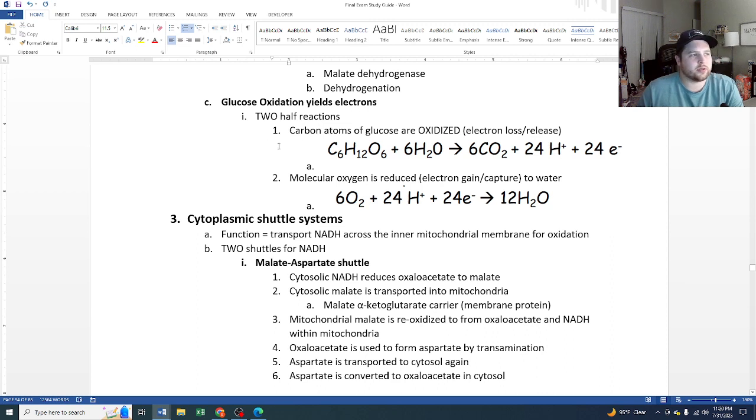So we end up with those electrons attached to our NADH and our FADH2, and those are high energy electrons that we're going to be using to produce our ATP.